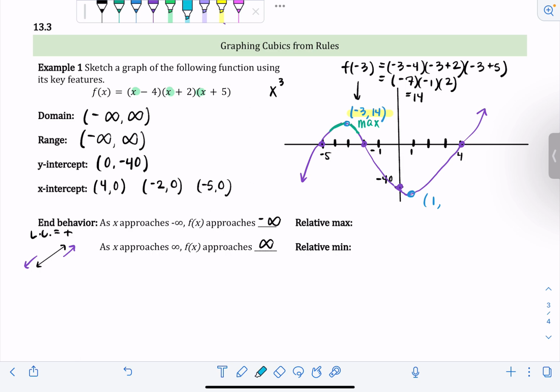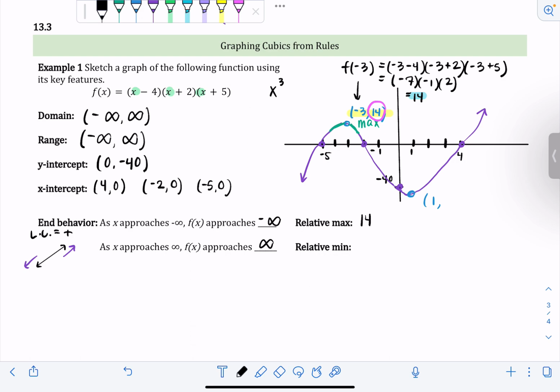Whatever you get out is the y coordinate, and that y coordinate is the max because it's the height of that point. You don't need to label the y-axis or anything like that. You could just state what the max is. It's 14. Sorry, estimated relative max. There we go.